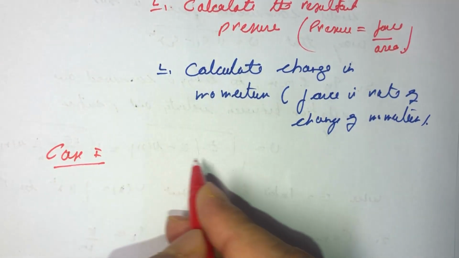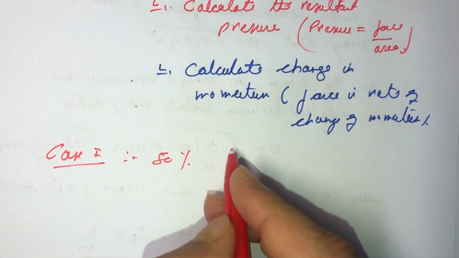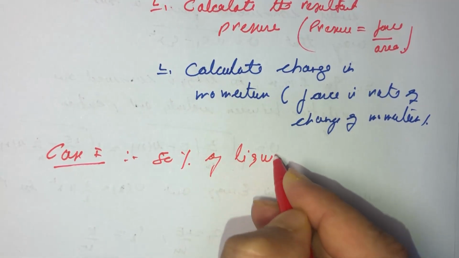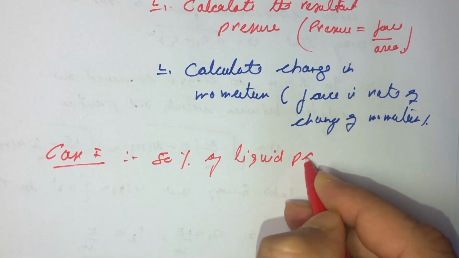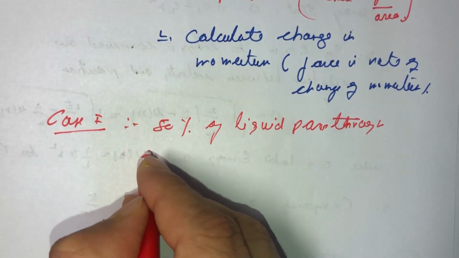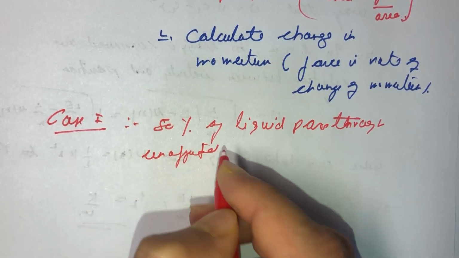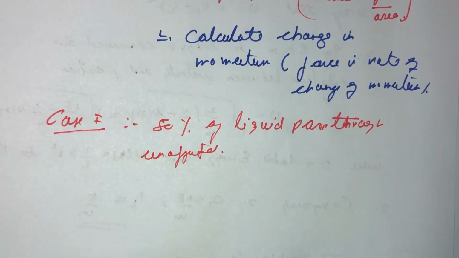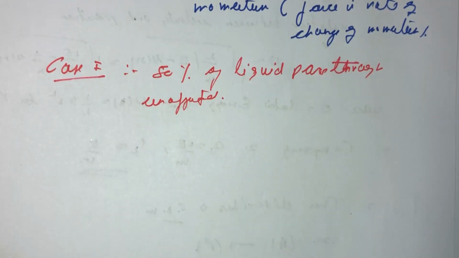Case 1 says that 50% of liquid passes through unaffected. So it means for this portion of liquid there is no change in velocity, and if there is no change in velocity, there is no change in momentum, or we can say there is no effect on the pressure on the mesh. So it does not contribute in the calculation of the force.